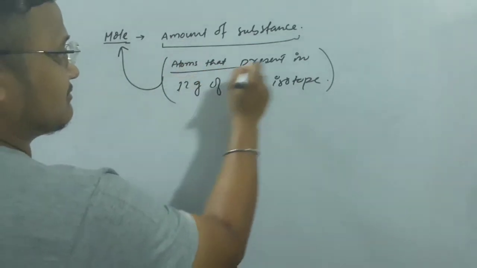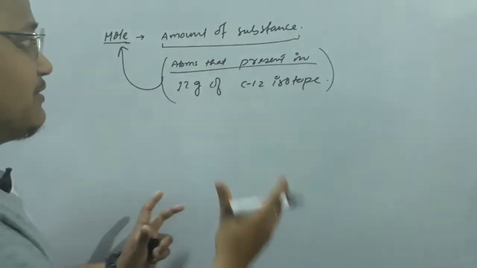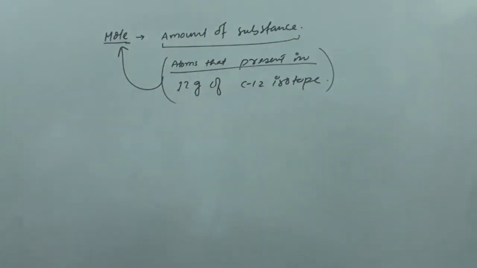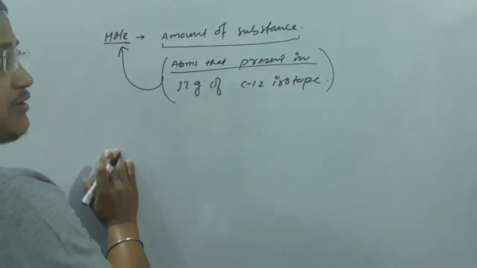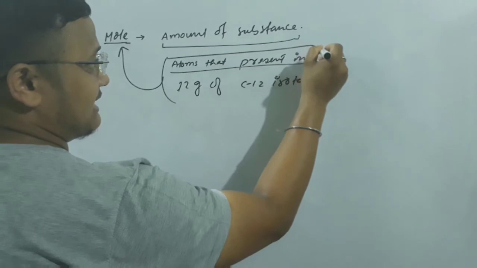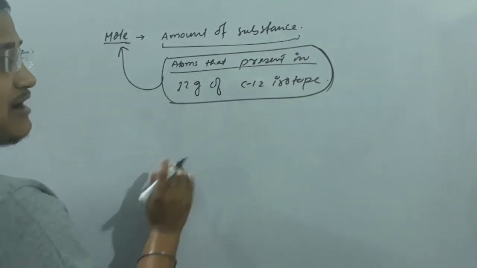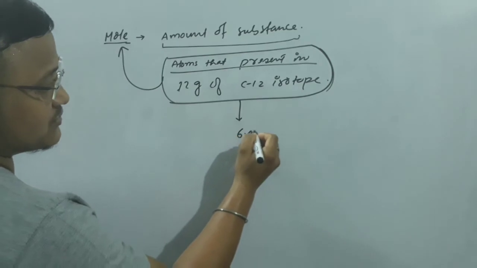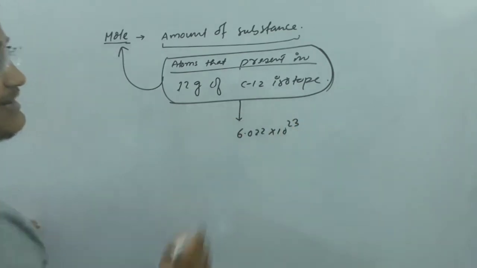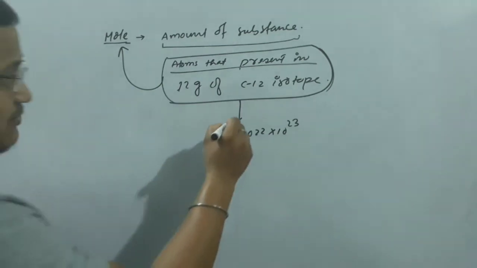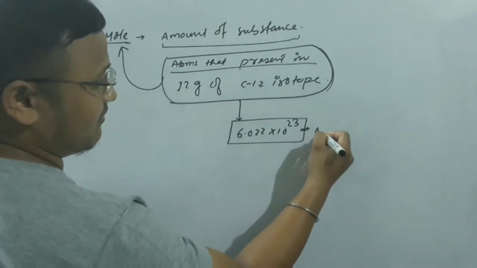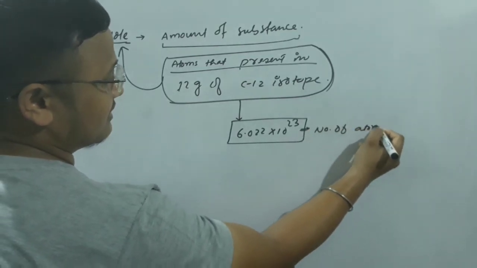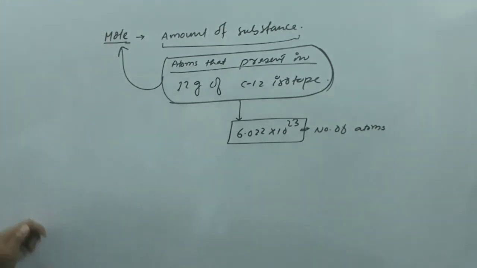Which amount? Whatever the number of atoms that are present in 12 gram of carbon 12 isotope. This amount of substance is meant by 1 mole. Now, the atoms present in 12 gram of carbon 12 isotope are equal to 6.022 into 10 to the power 23. It means in 12 gram of C12 isotope, this many atoms are there.